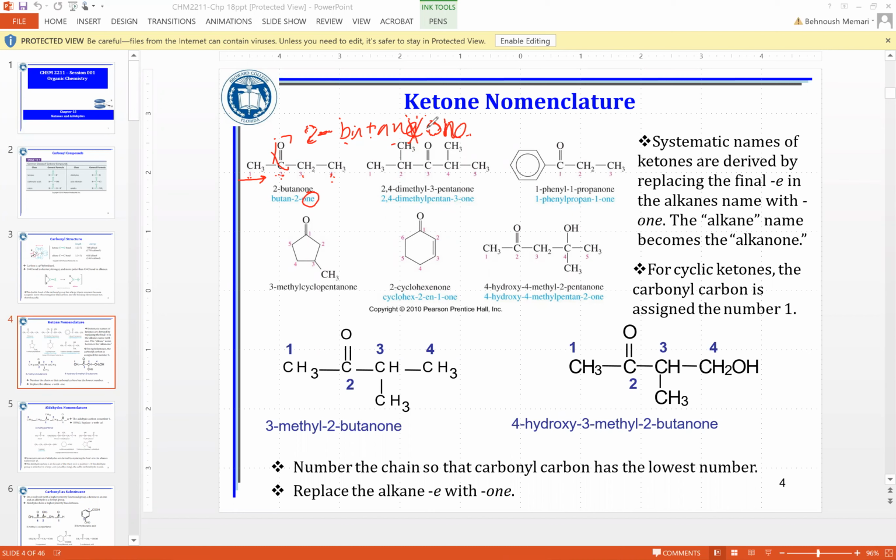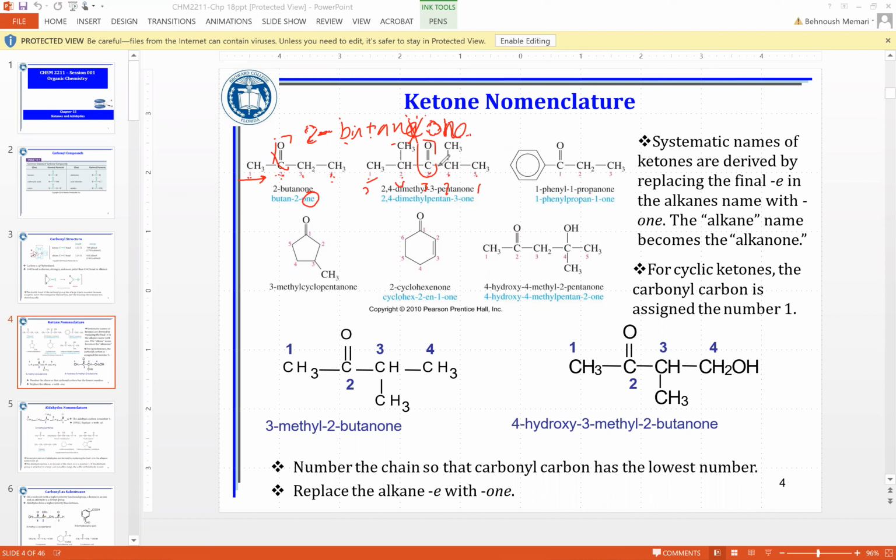In the second example, we have carbon 1, 2, 3, 4, 5. What would have happened if you went from left to right or right to left? 1, 2, 3, 4, 5, no change. So it doesn't matter whether you go left to right or right to left. But the ketone is on carbon number 3, so you have to say 3-pentanone.